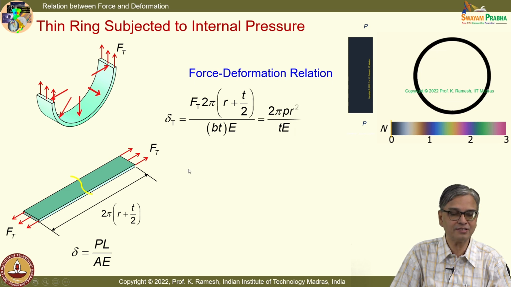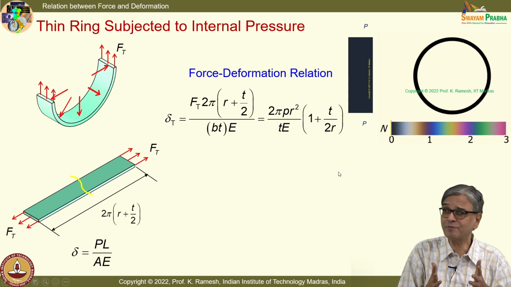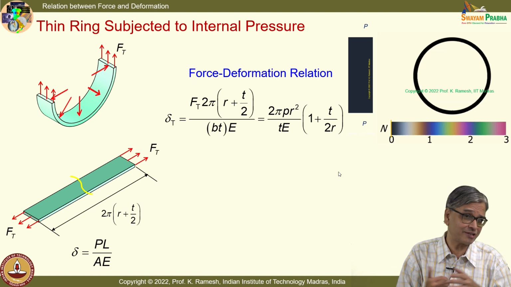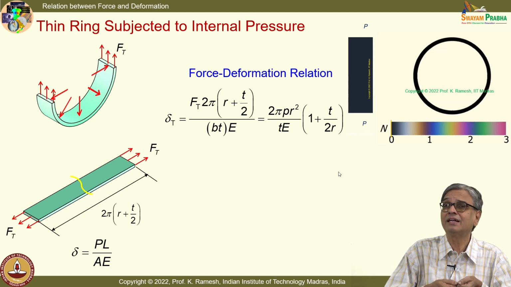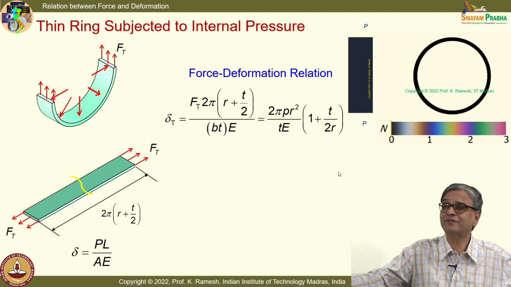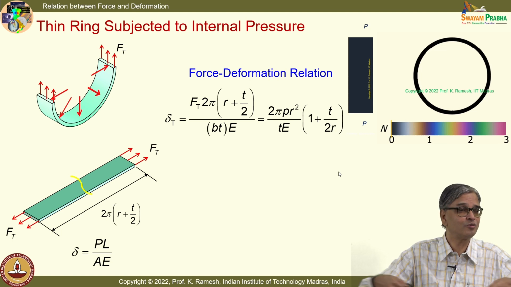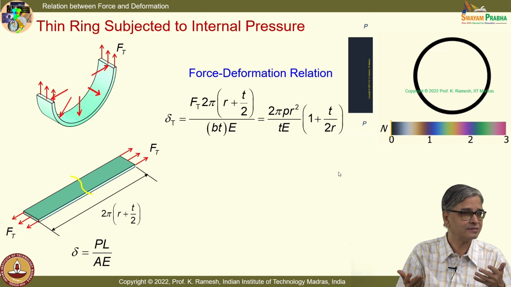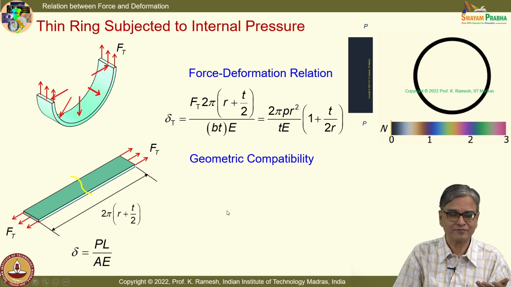So, if I substitute this, I get this as 2 pi P r squared divided by T E multiplied by 1 plus t by 2R. But this is not what we wanted. We wanted the radial expansion. What is the interrelationship between axial and radial? The circumference is increasing by this. How do I find out the radial displacement? Simply divide by 2 pi. So, you have to bring in all your analytical geometry. Delta R is nothing but delta T by 2 pi.